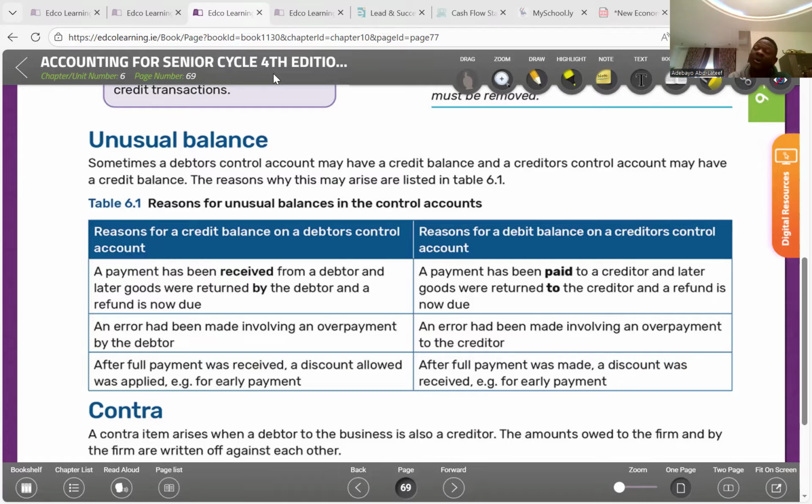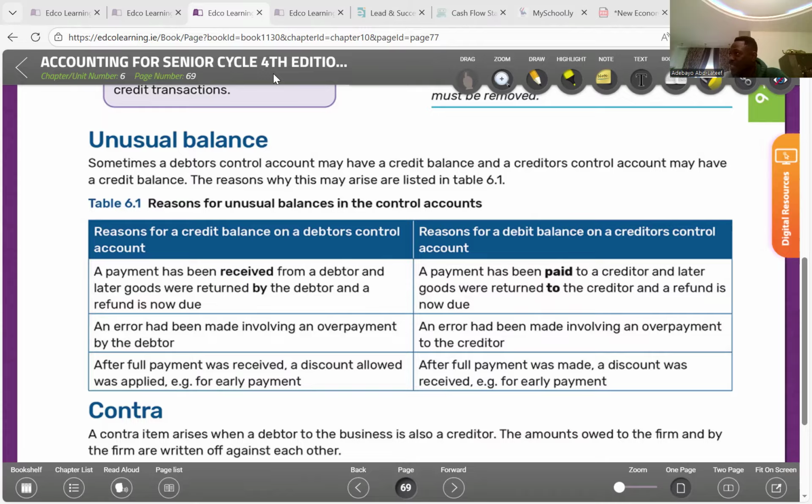So as soon as there's a refund to the customer, it's going to have a credit balance in your debtor's control account. Do you get the first one? The second one, an error has been made involving an overpayment by the debtor. So your debtor paid you more than the invoice. The invoice is the evidence that the debtor is owing you. So your debtor overpaid its invoice. Because the debtor overpaid its invoice, it simply means you are owing the debtor. In that situation, your debtor's control account or sales ledger control account will have a credit balance.